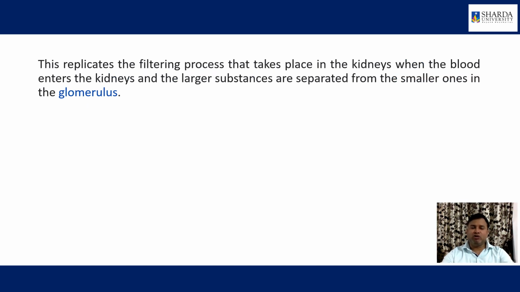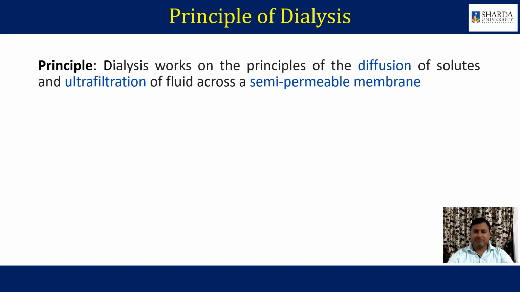Dialysis uses highly purified water. In the kidney, the glomerulus acts as a filter. The replacement of the glomerulus in the dialysis machine is called the dialyzer. So the dialyzer is equivalent to the glomerulus. Now come to the principle of dialysis. The principle is based on diffusion and ultrafiltration, which require a semipermeable membrane.